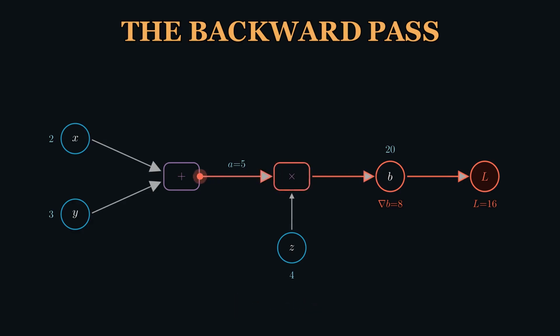Next, the gradient flows from b to a. We multiply ∂L/∂b, which is 8, times ∂b/∂a, which is z = 4. 8 times 4 gives us 32. From a, the gradient splits to both inputs.